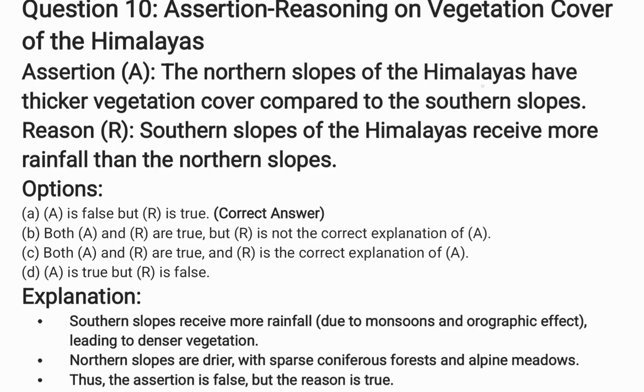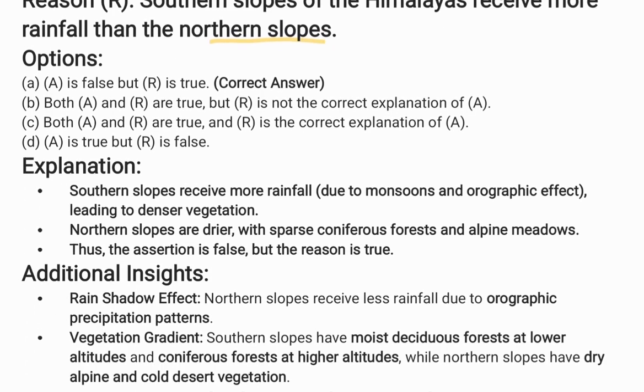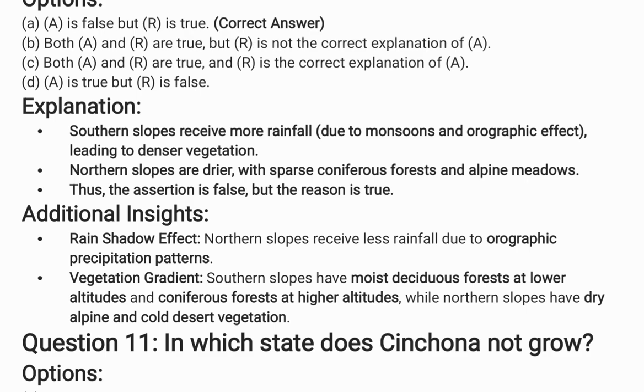The northern slope of Himalayas have thicker vegetation cover compared to southern slope. सही है. Southern slope of the Himalayas receive more rainfall than the northern slope. सही है. Southern slope receive more rainfall due to monsoon and orographic effect leading to denser vegetation. Northern slopes are drier with sparse coniferous forest and alpine meadows. Thus, assertion is false, but the reason is true.